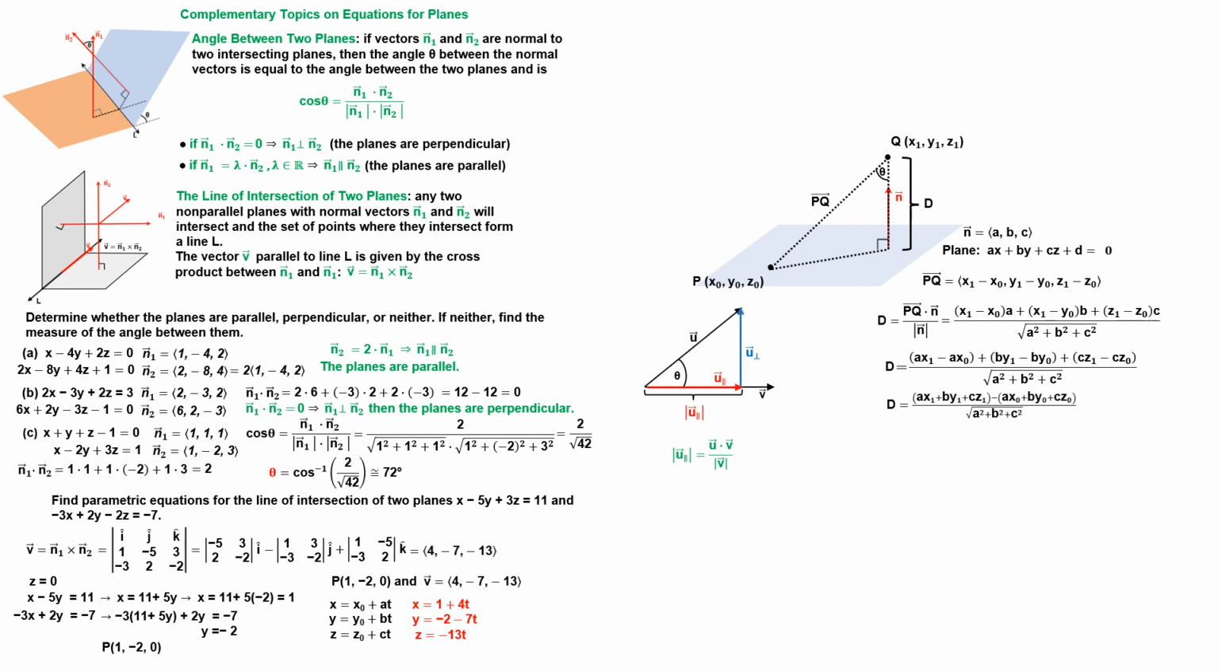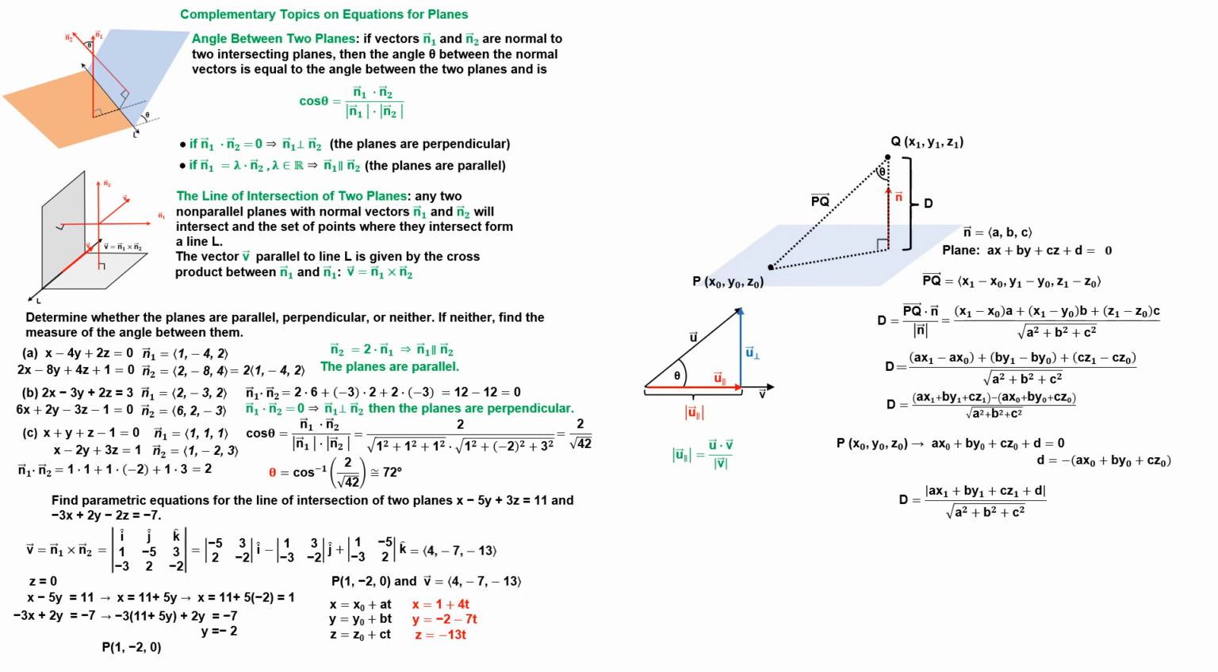Since point P lies in the plane, its coordinates satisfy the equation of the plane, and so we have, thus the formula for d can be written as follows. In short, the distance from point Q to the plane is the length of the vector projection of PQ along the normal n to the plane, where point P is any point on the plane.